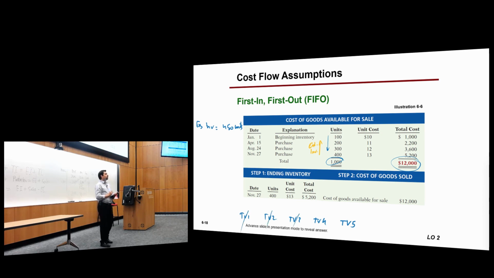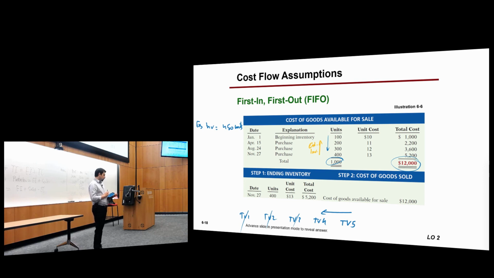Your ending inventory will be the latest ones. So for ending inventory it will be TV 5, TV 4, until you reach the number that you have. So this is in this direction, the ending inventory. Let's calculate ending inventory in this case, in our problem here.